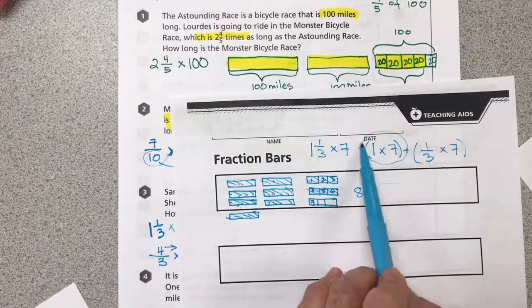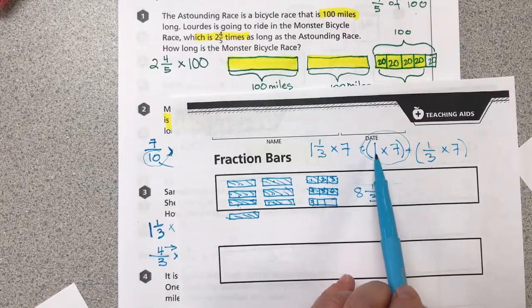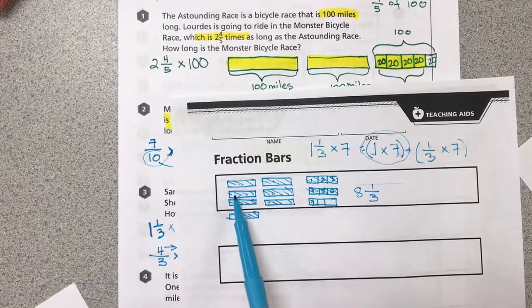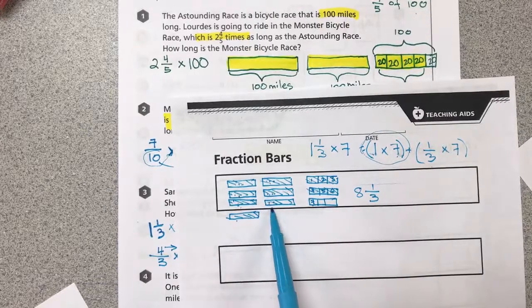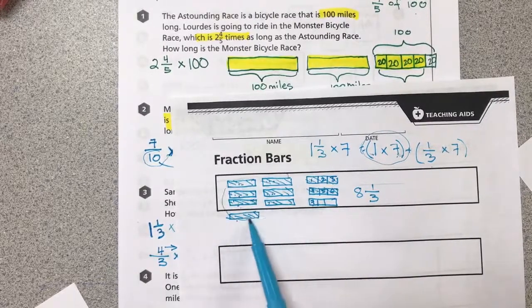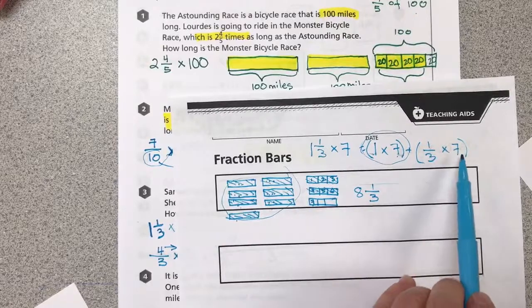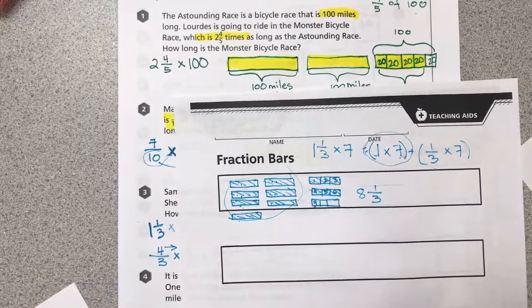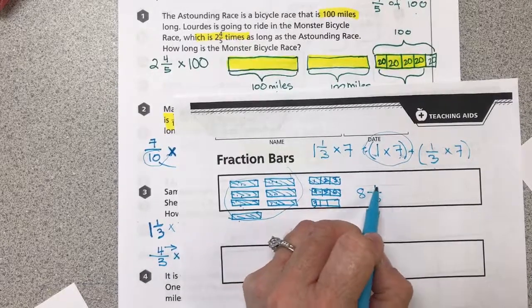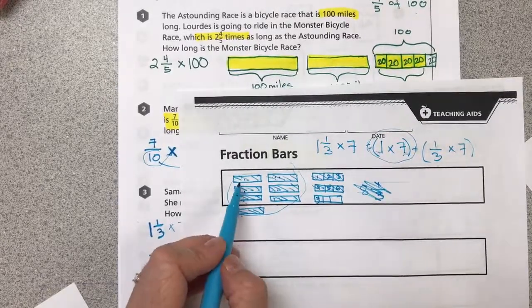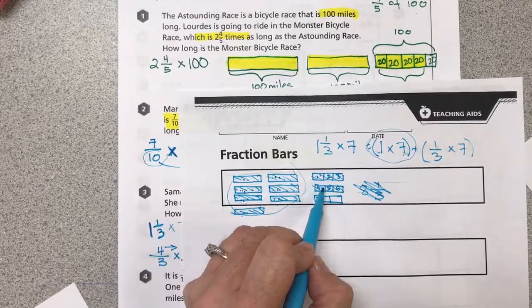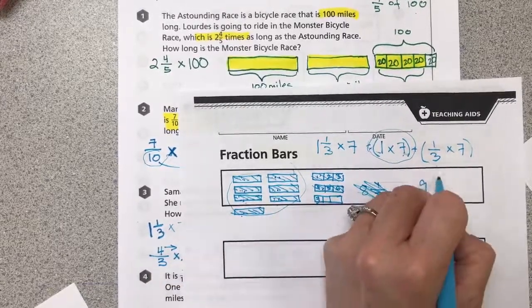So this portion right here is 1 whole 7 times, 1 mile 7 times. So 1, 2, 3, 4, 5, 6, 7. So 7 miles. And then are there 7 1/3? 1, 2, 3, 4, 5, 6, 7. So this is not equal to 8 1/3. It's equal to 1, 2, 3, 4, 5, 6, 7, 8, 9, and 1/3.